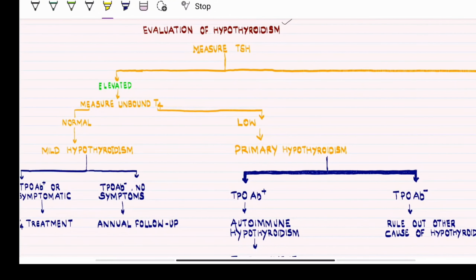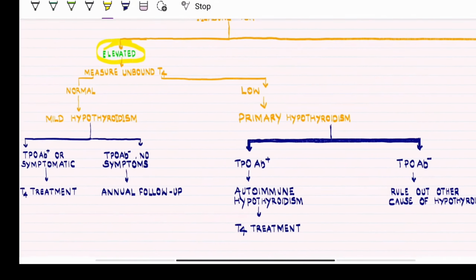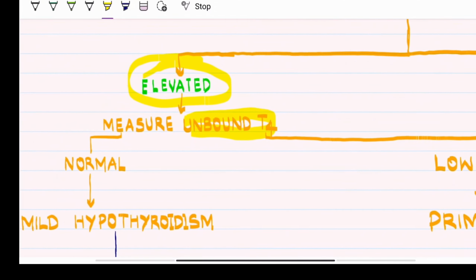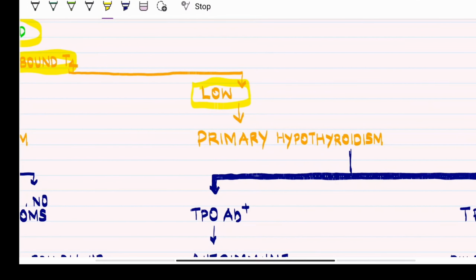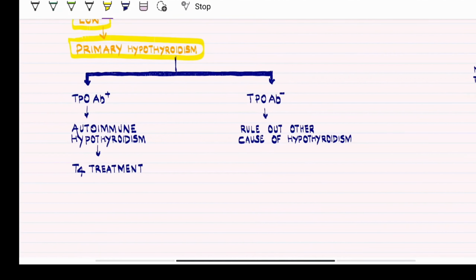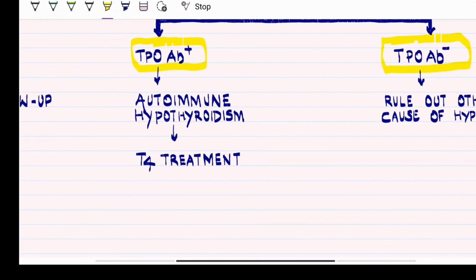Okay. Then the laboratory evaluation of hypothyroidism. First, if the TSH is elevated, we see a high amount of TSH. Measure the unbound T4 level. If the T4 level is low, we can say that it is a primary hypothyroidism. In primary hypothyroidism, there are two cases: the thyroid peroxidase antibody is positive or negative. If the thyroid peroxidase antibody is positive, it means an autoimmune attack on the thyroid gland, that is autoimmune hypothyroidism. So we should give T4 treatment, that is levothyroxine.